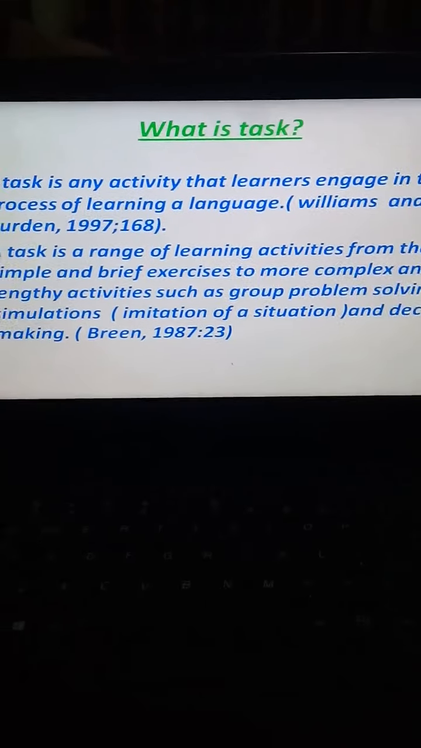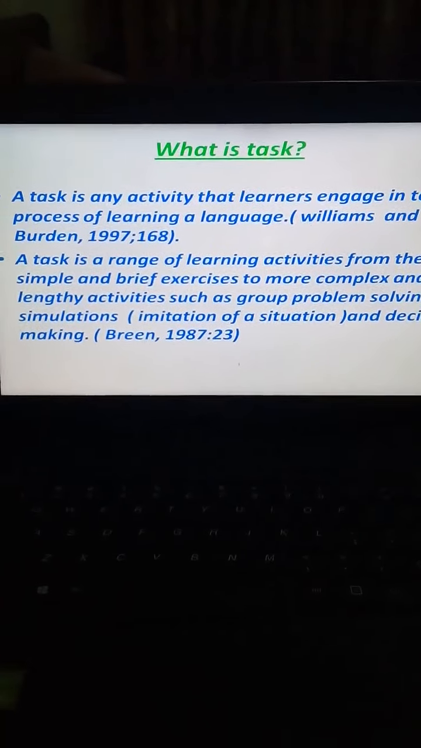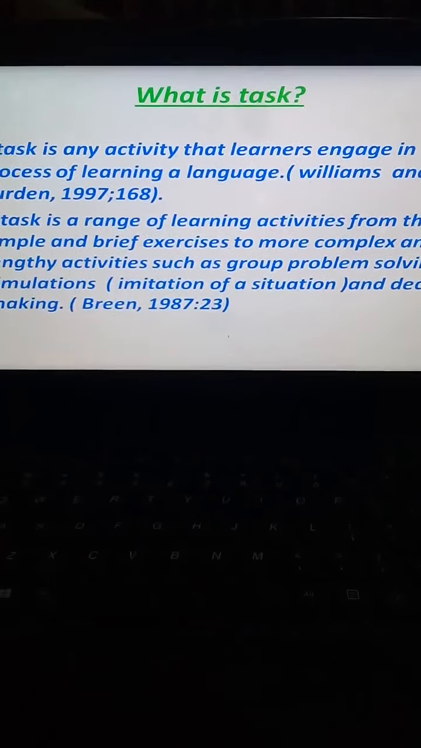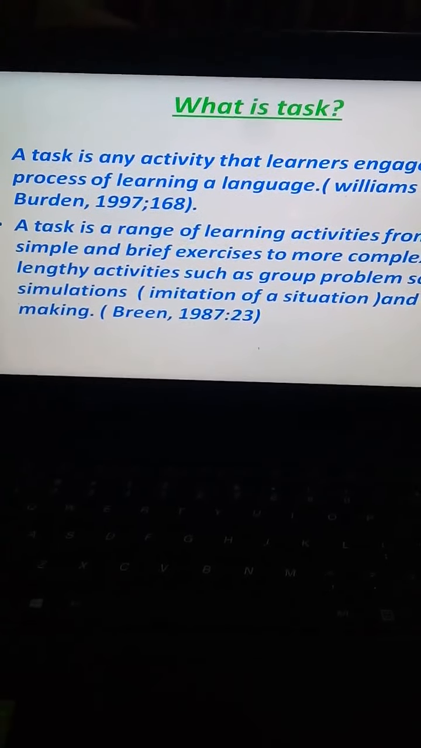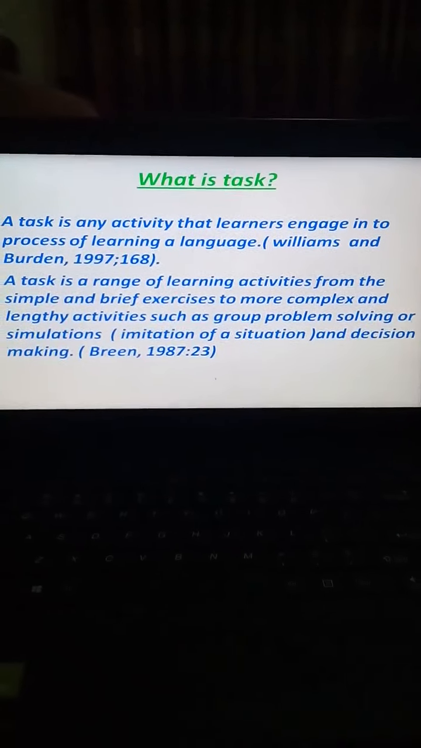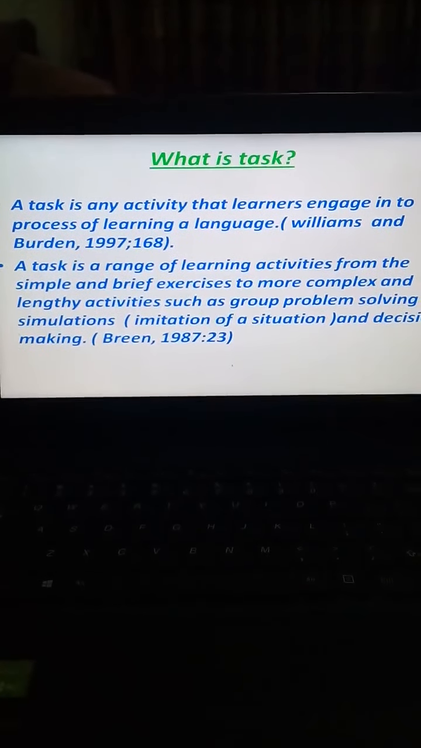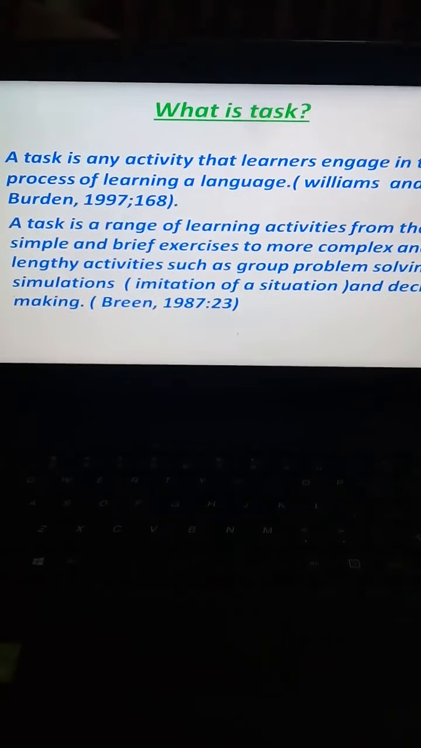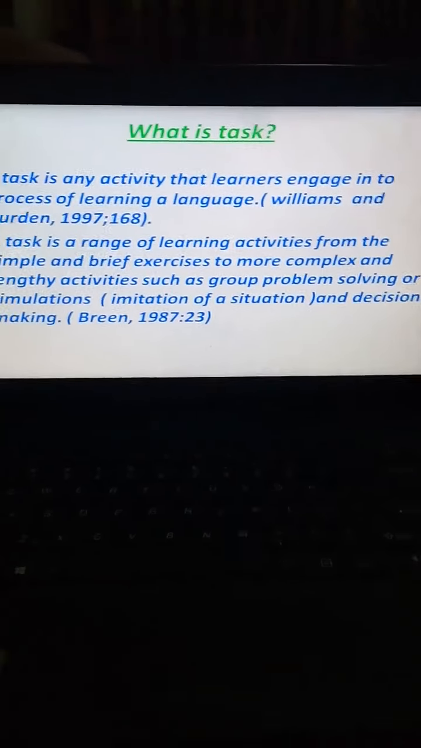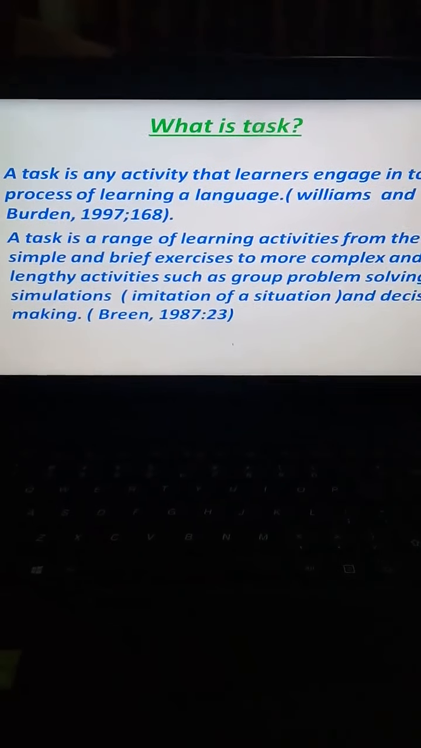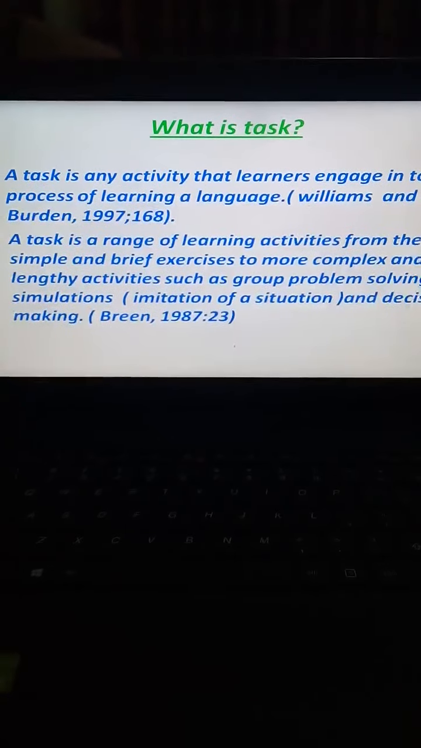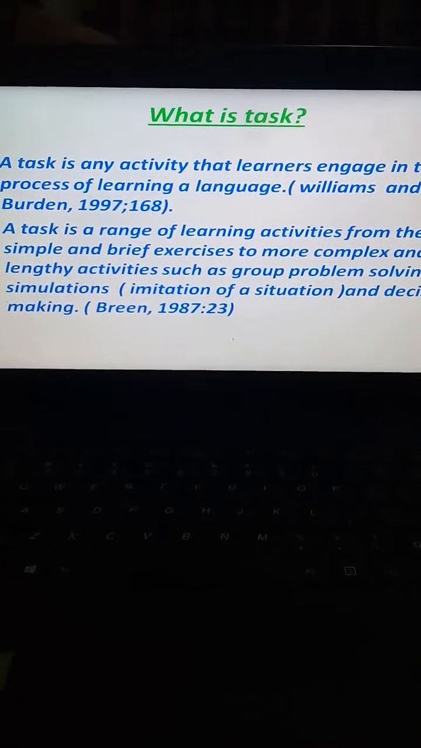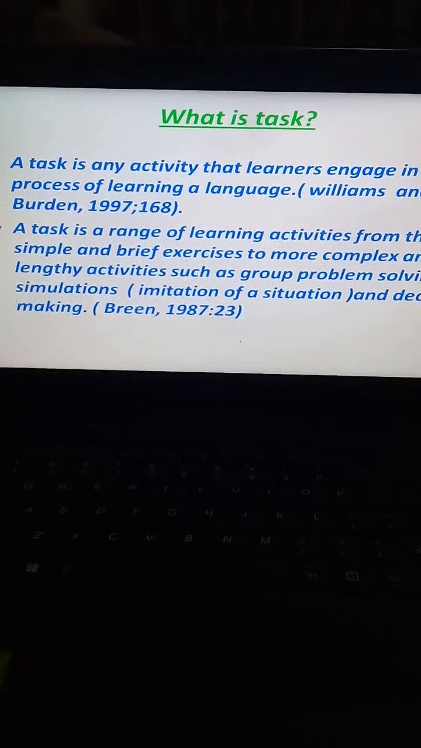The second definition is a task is a range of learning activities from the simple and brief exercises to more complex and lengthy activities such as group problem solving or simulations. What is simulations? Simulation means imitation of a situation and decision making. This is taken from Breen, 1987. So this starts from simple and brief exercises, and it ends in more complex and lengthy activities.